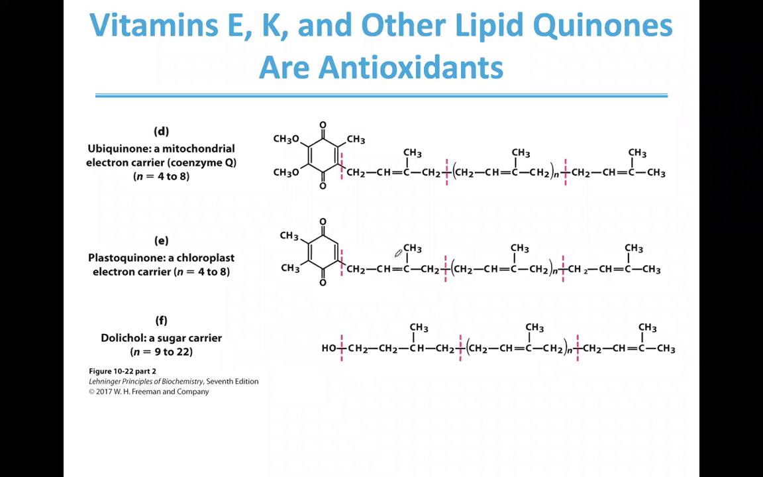Some of the important lipids are also present in the mitochondria, for example. So this is coenzyme Q. You can see this is an electron carrier, whenever you have the quinone type system, quinone, hydroquinone.